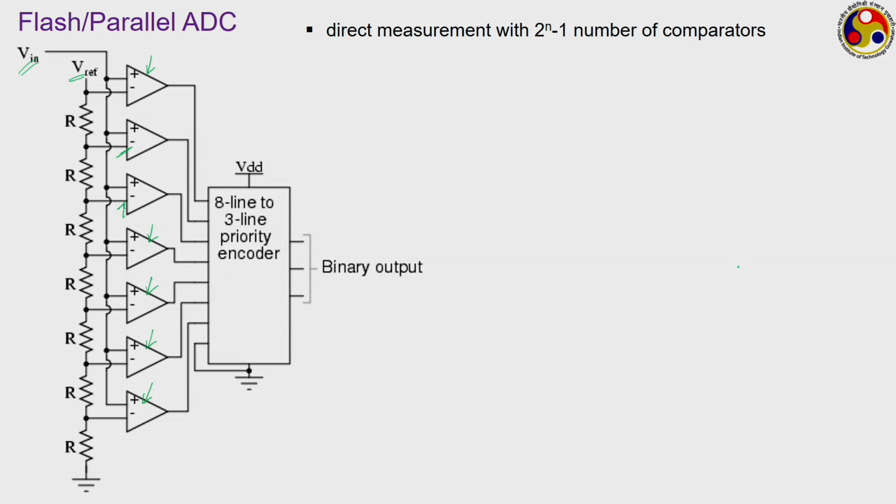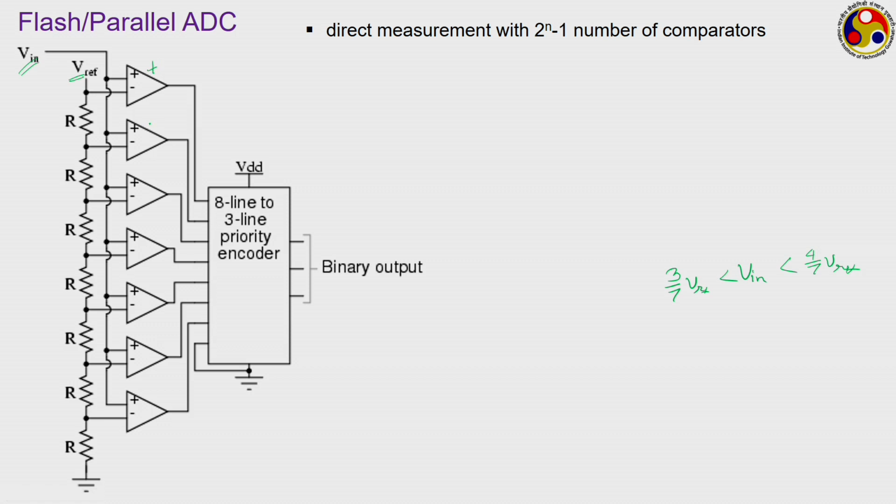Suppose your Vin is greater than 3/7 of Vref, but less than 4/7 of Vref. What output will you get from that? The first one will give a positive output because here Vin is greater.